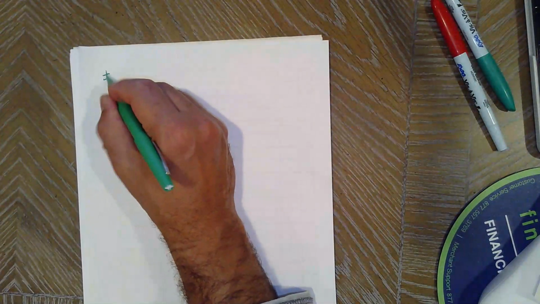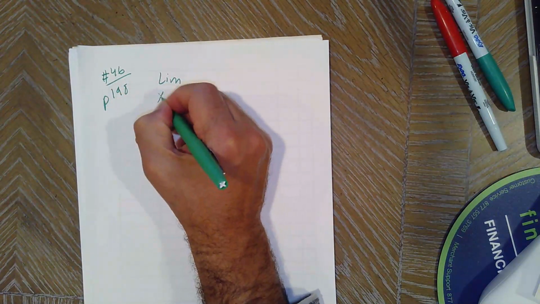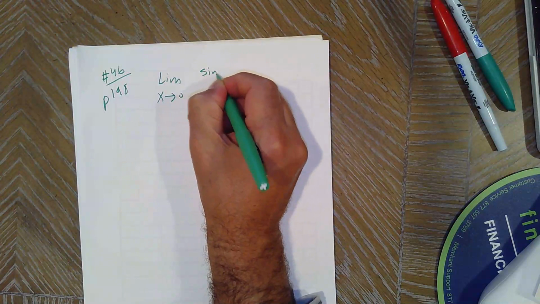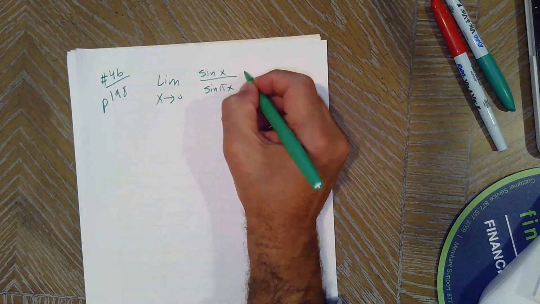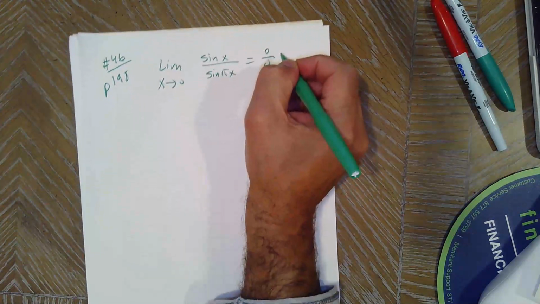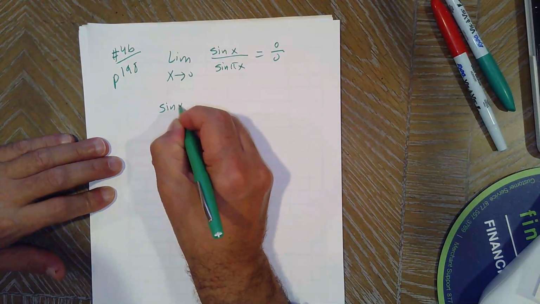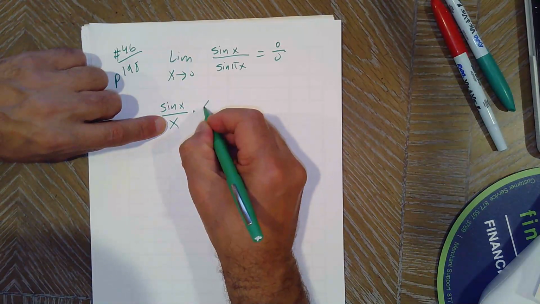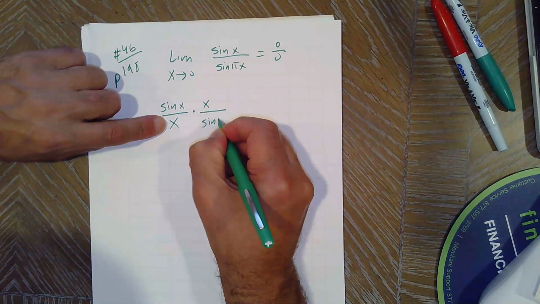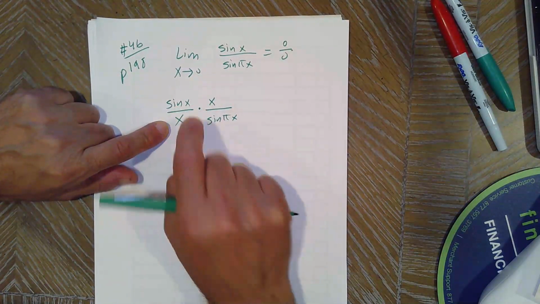Okay, so for example, just to practice these two rules, number 46, page 198, if you're doing the limit as x goes to 0 of sine x over sine pi x. The first thing I would do is put a 0 there, but if I put a 0, I get 0 over 0. Since I have sine x, I need sine x over x. So if I'm dividing by x, then I gotta times by x. And that's what I have here. So I multiply and divide by x, and I cut the original problem right there.